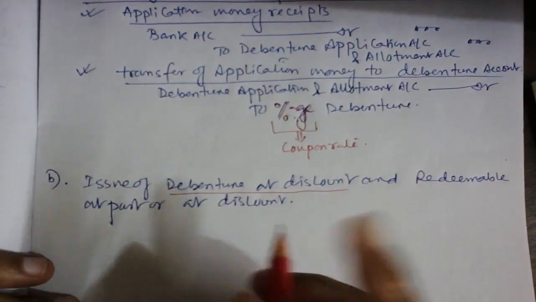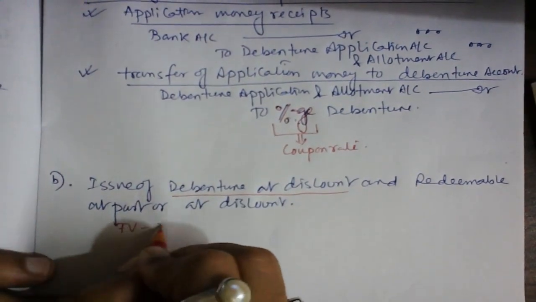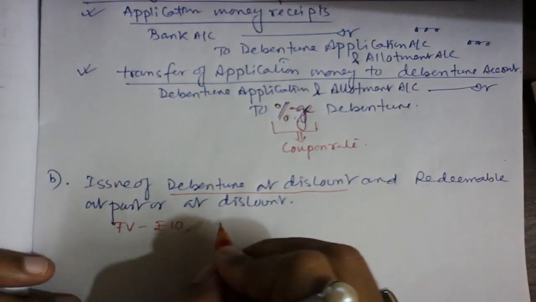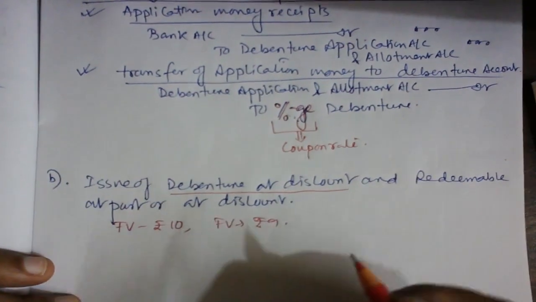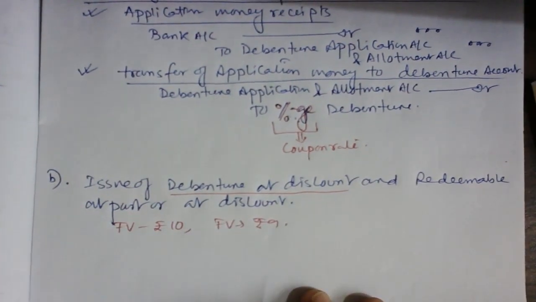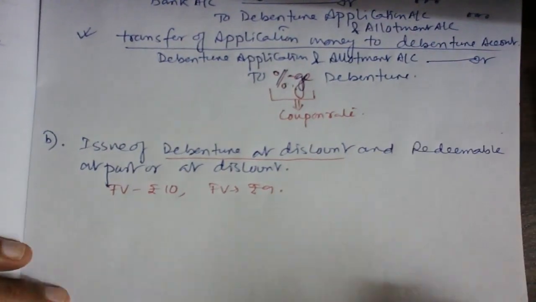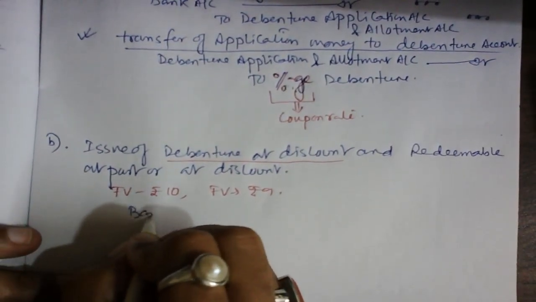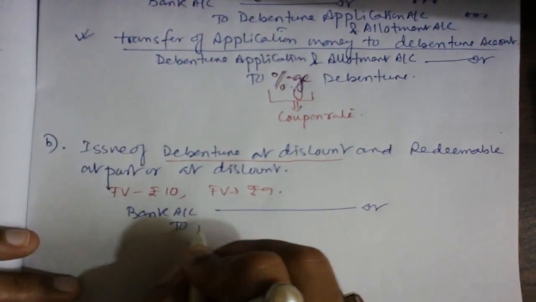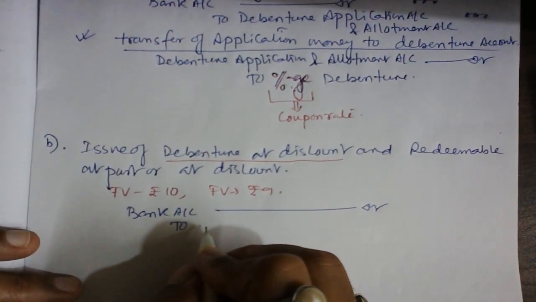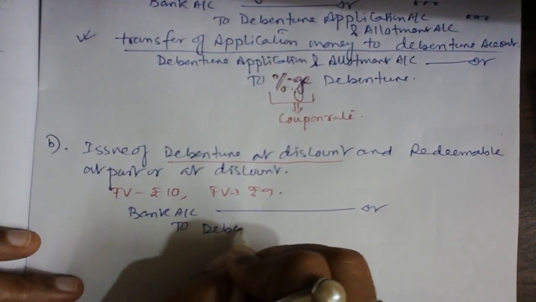It means if your face value is rupees 10, you have taken them for less than 10, let's say 9. Debenture issued at discount means you are taking a lower value from the debenture holder. So here can I write, guys, bank account debit to debenture application.